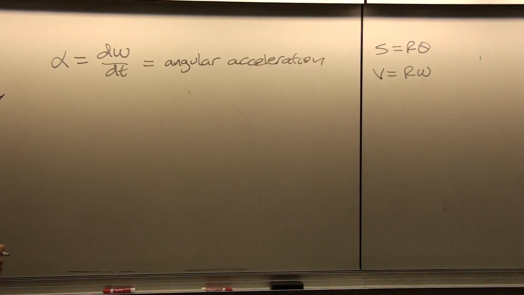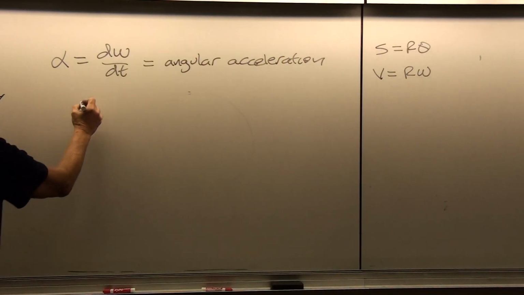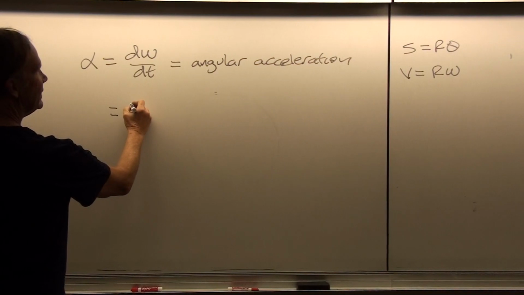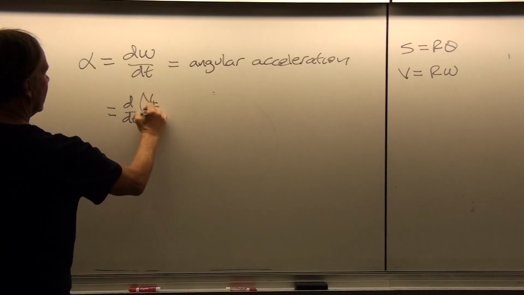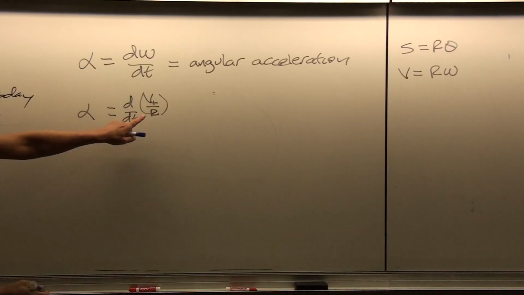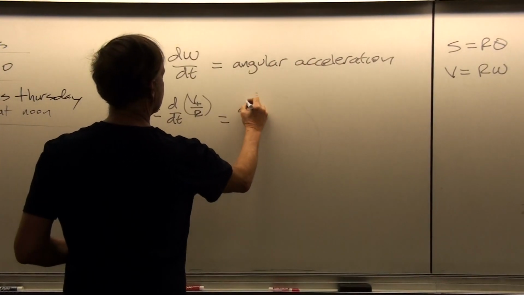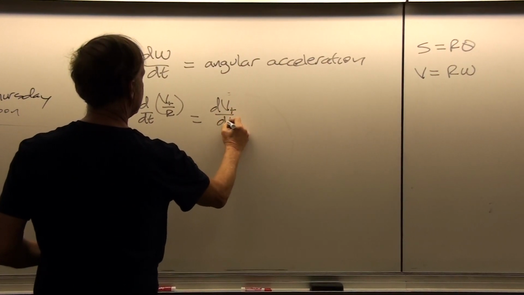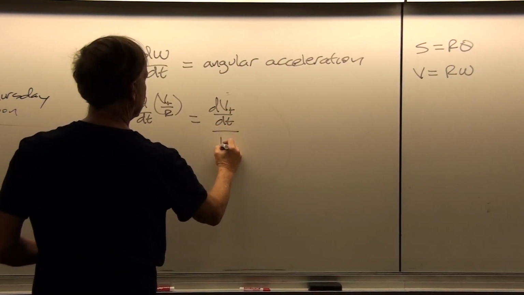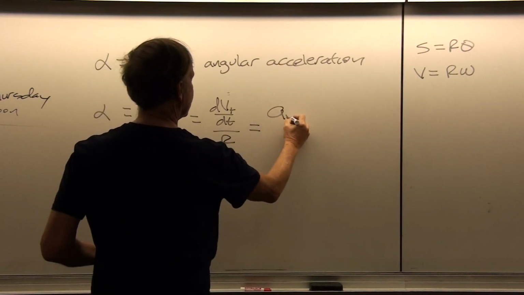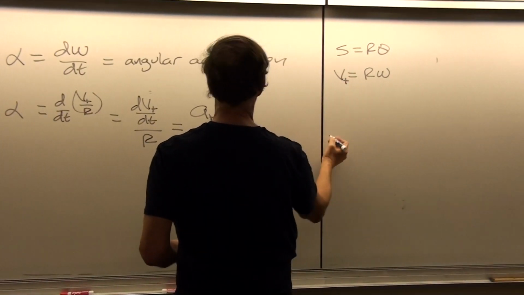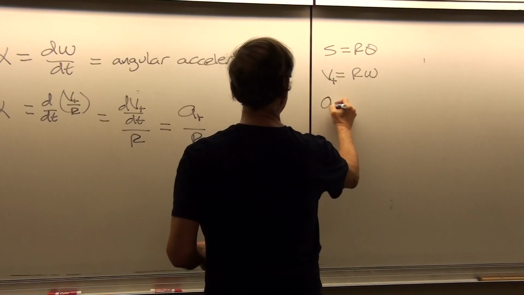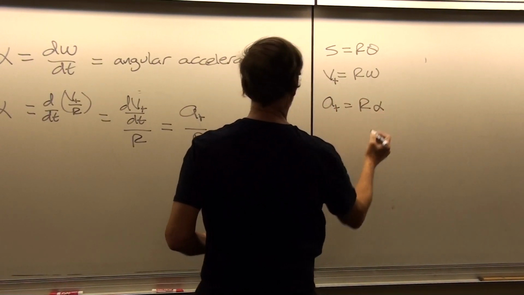s equals r theta, v equals r omega. And so if we write this then as d omega dt, then that's the derivative with respect to time of v tangential over r. But again, assuming that the radius stays constant, this is just dv tangential dt divided by r, or that's equal to our tangential acceleration divided by r. So this is v_t that's equal to r omega, but a_t equals r alpha.